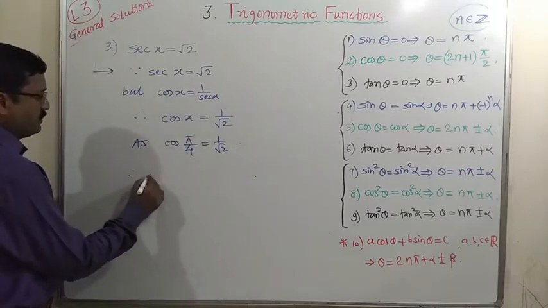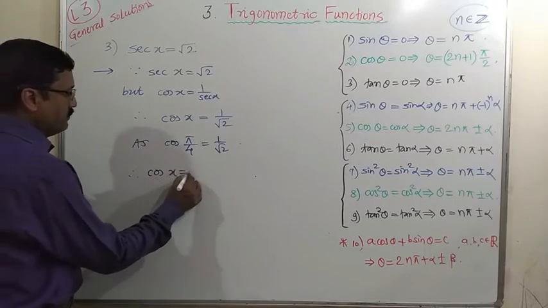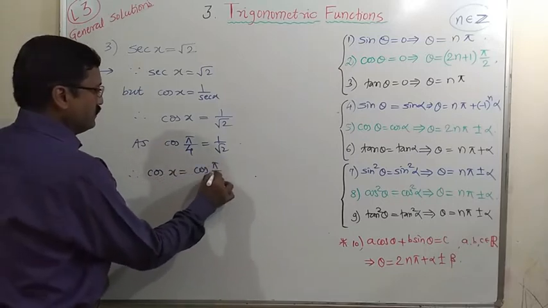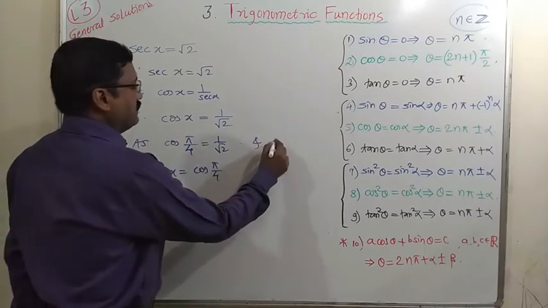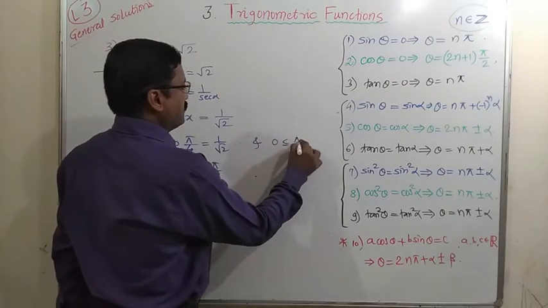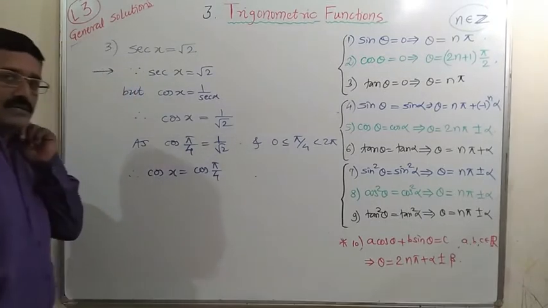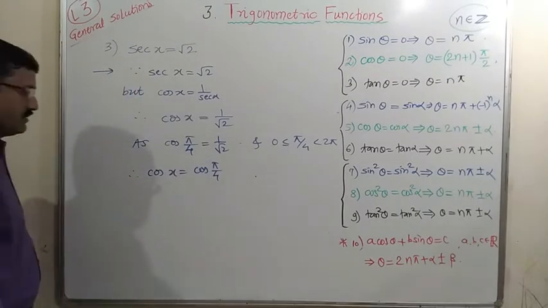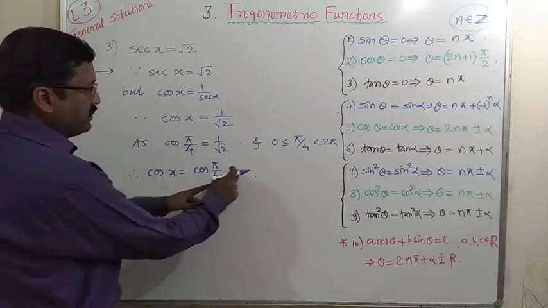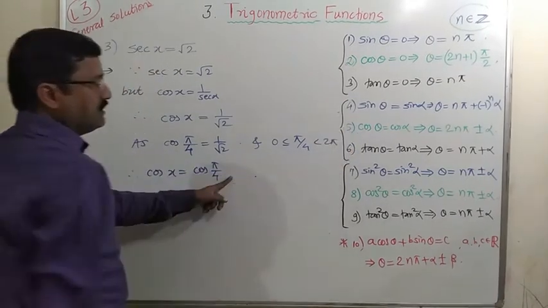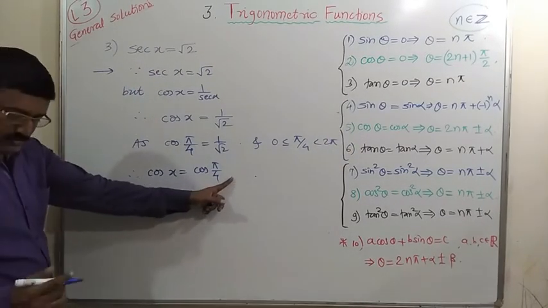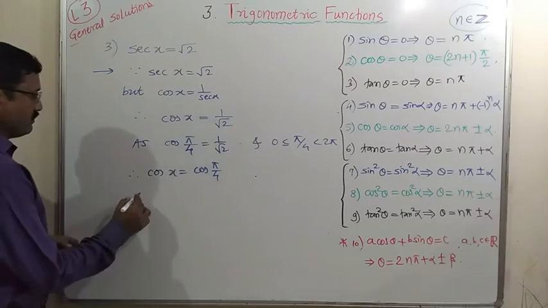Therefore cos x equal to cos of pi by 4, and you can write that pi by 4 is the principal angle, or the smallest angle. So cos x equal to cos pi by 4. Now this example is converted into the fifth standard result.